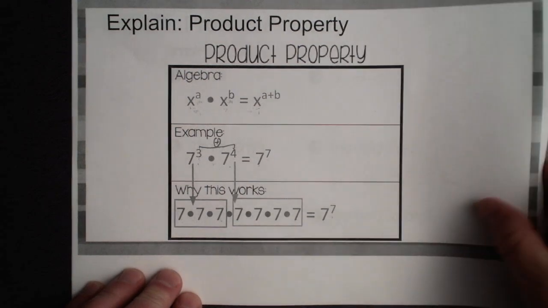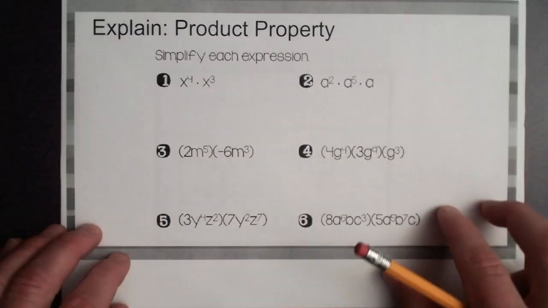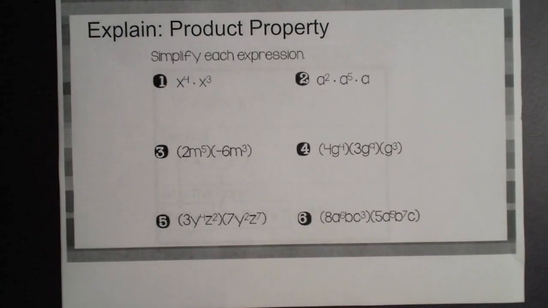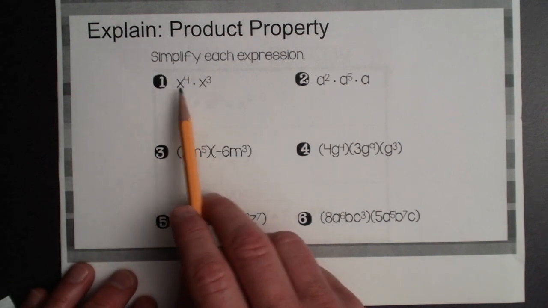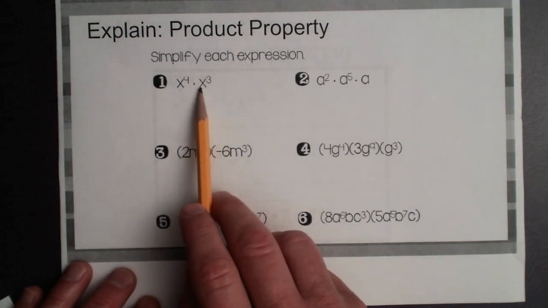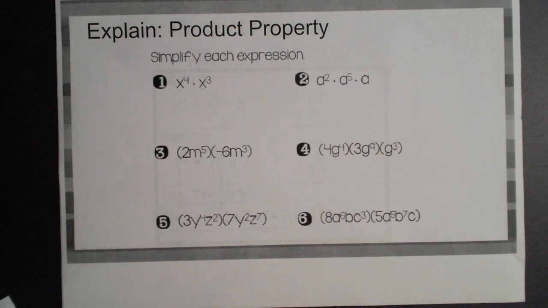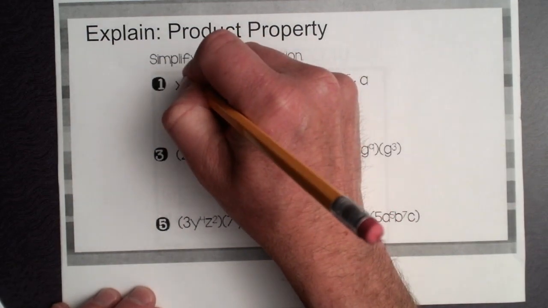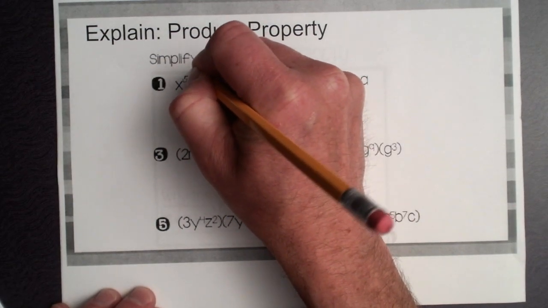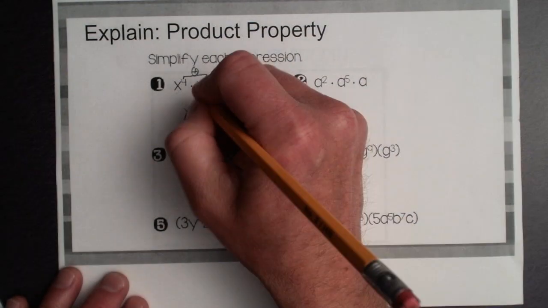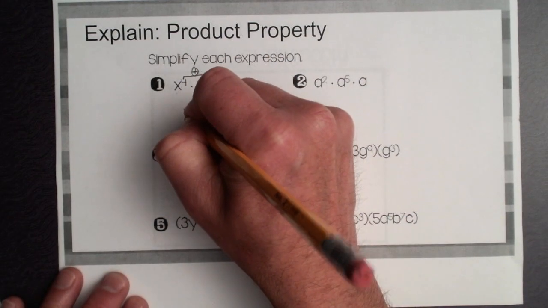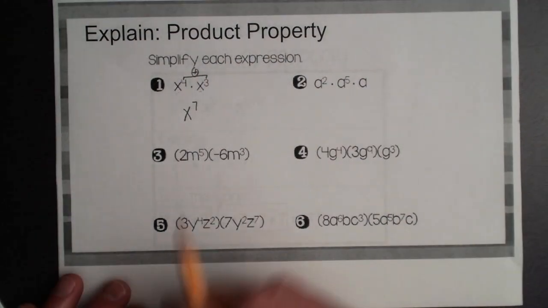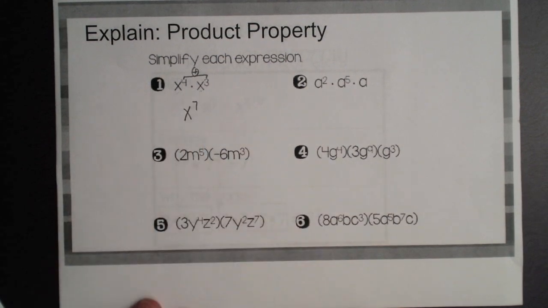Okay, so here are the actual examples that we're going to be working on. So we're just going to go down the list. Let's start with number 1. You notice your base, which is next to the exponent, is x. So that is going to stay the same. So what are you going to do to these two numbers? You're going to add them. So that would be an x to the 7th. How did I get 7? I added 4 and 3. Okay, so that's example 1.